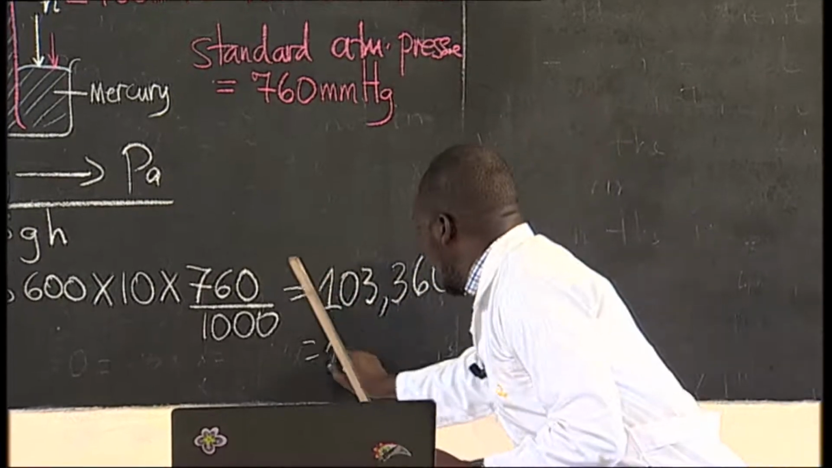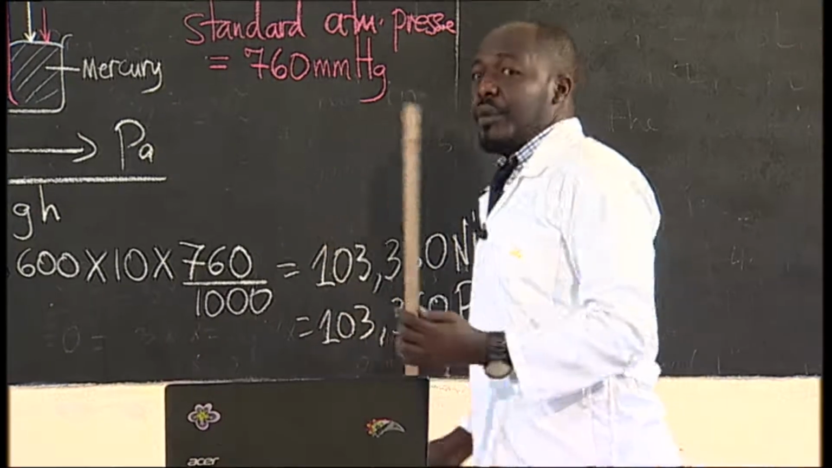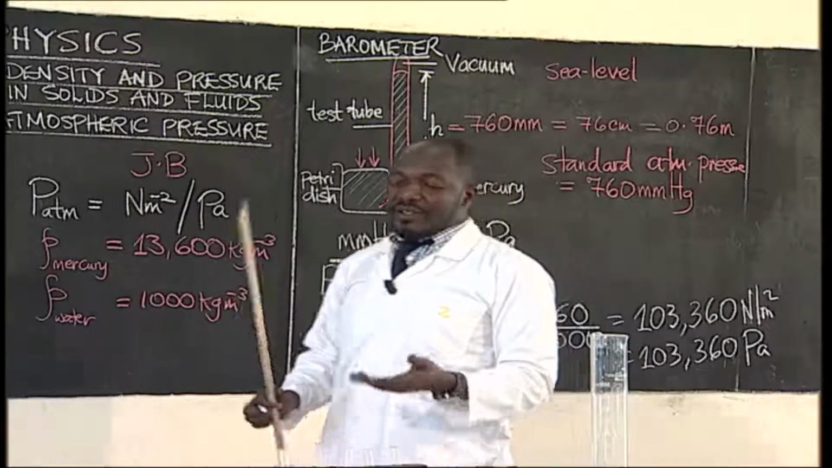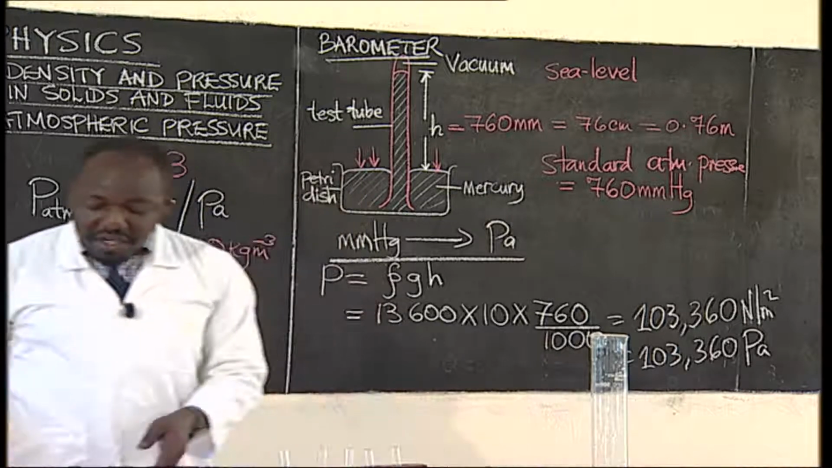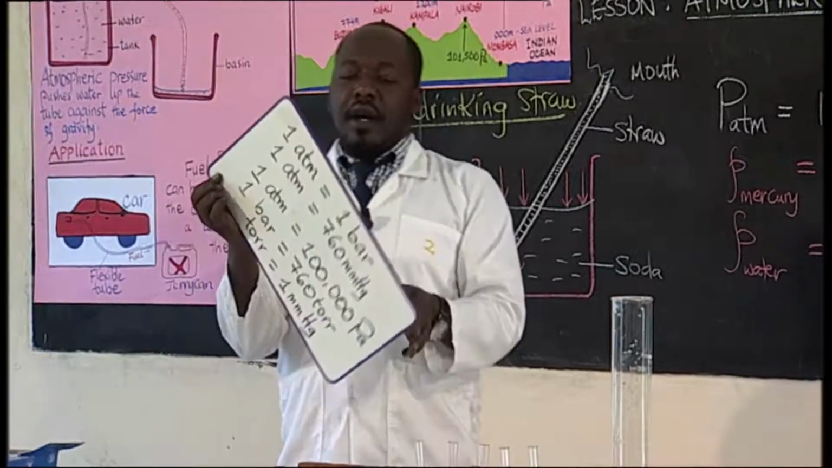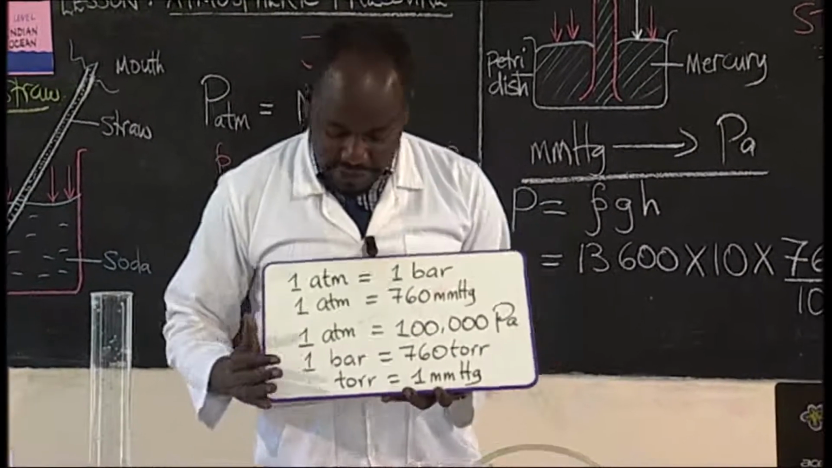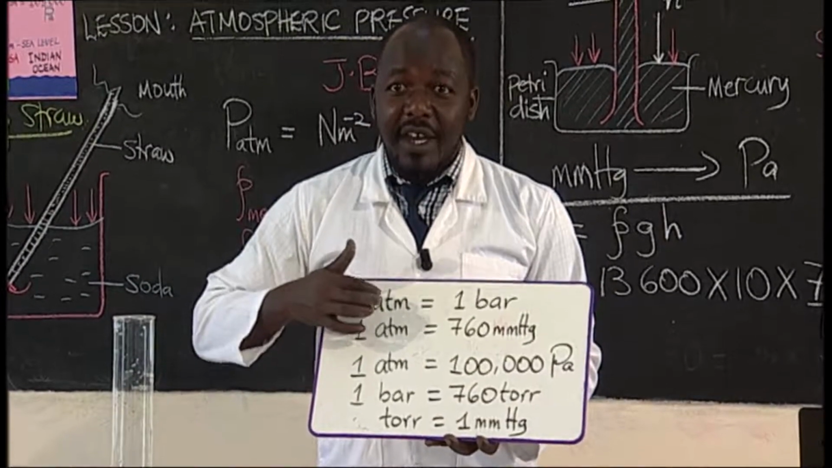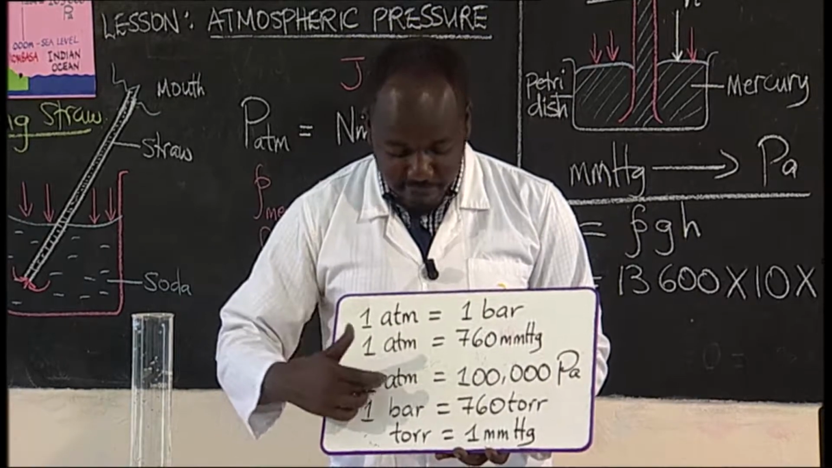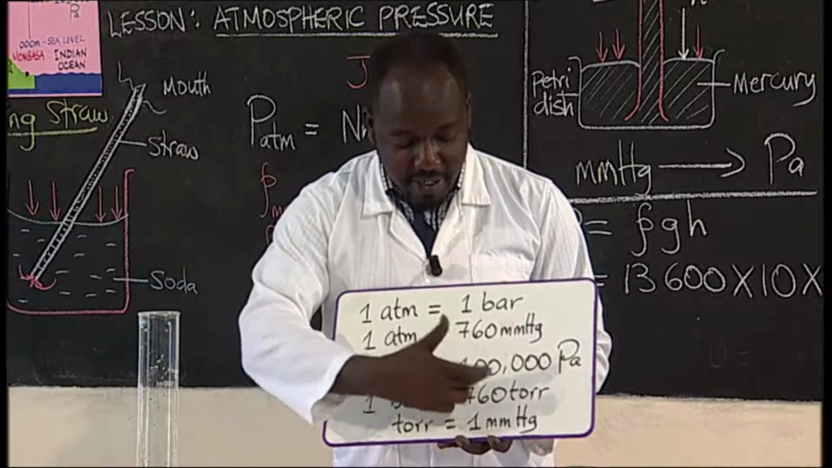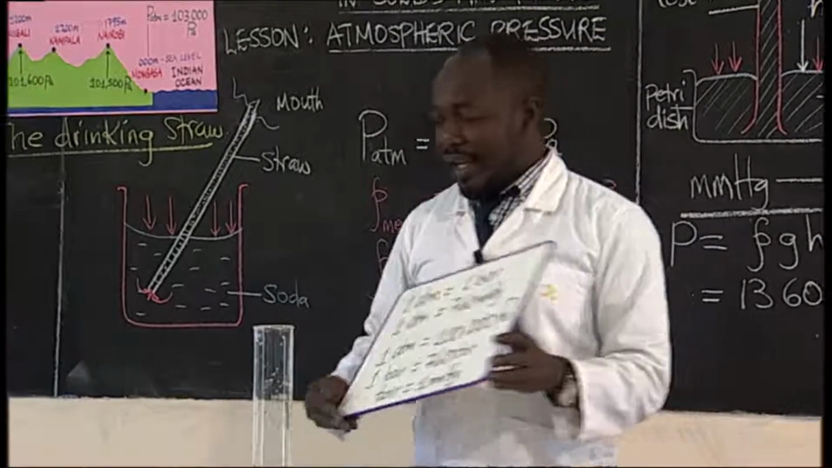We can also say 103,360 pascal. Because remember, 1 pascal is equal to 1 Newton per meter squared. And so, in our next lesson, we'll continue investigating the relationship between atmosphere and a bar, atmosphere and millimeters of mercury, atmosphere and pascal, bar and torr and millimeters of mercury. That's what we are going to discuss in our next topic.